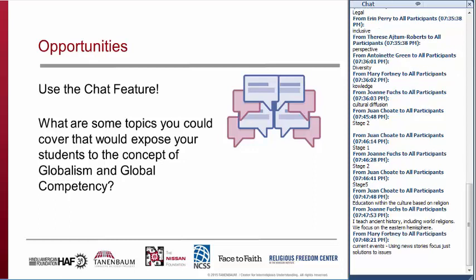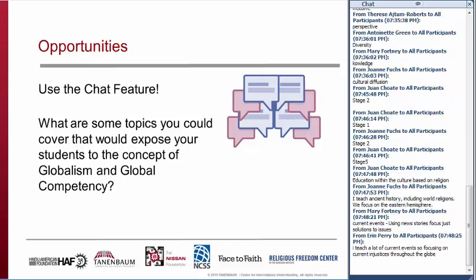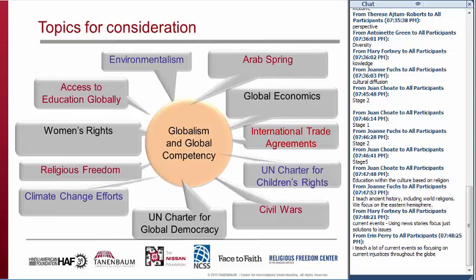Let me share with you some of the things that we came up with. Current events, using news stories, focusing on current injustice. Using news stories, focusing on solutions to issues. Teaching a lot of current events, so focusing on current injustices throughout the globe. These are some that we came up with that may or may not be on your radar.